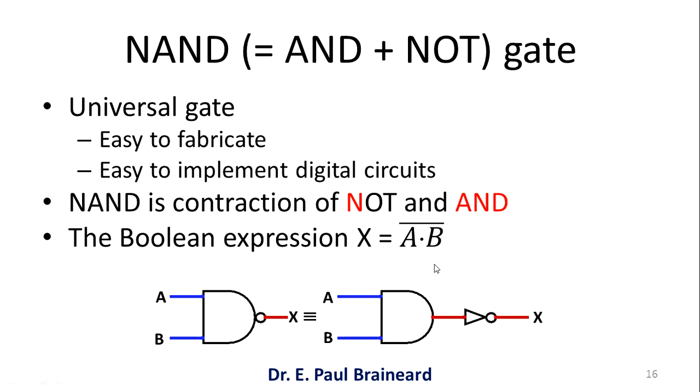This circuit is obtained by inverting the output of an AND gate. The circuit symbol of the NAND gate with a bubble is shown in the figure, and this is the equivalent NAND gate circuit, an AND gate with a NOT gate.